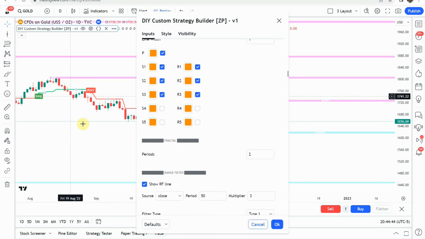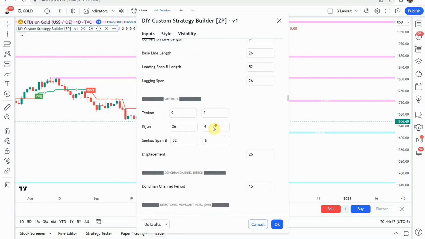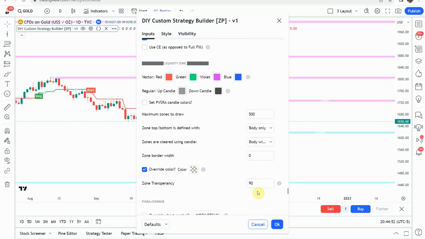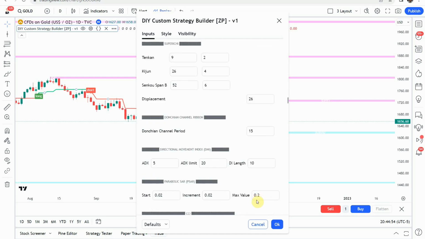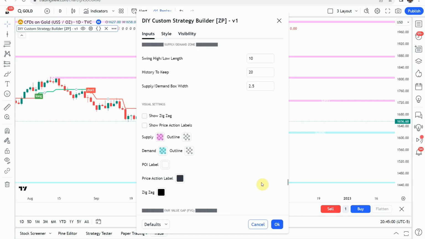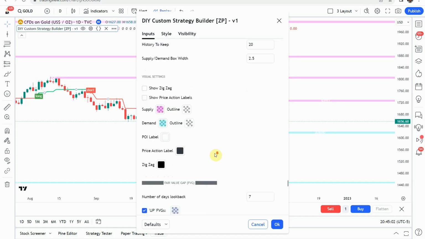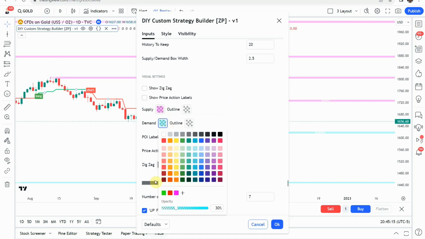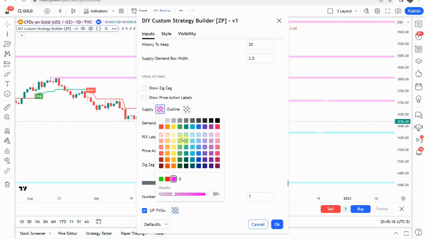Now on a light colored chart, I did have to go in on the supply and demand. Let's see if I can find it here. This indicator is quite a large indicator, so sometimes you do have to scroll for a while. Alright, so here are the supply and demand settings. On the supply side I changed it to that purple color. The demand stays the same, both of them on a 30 opacity.